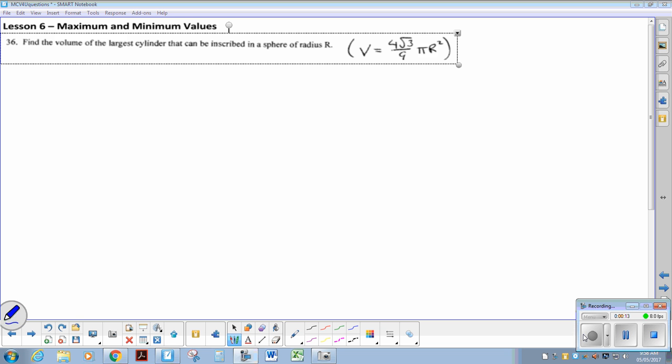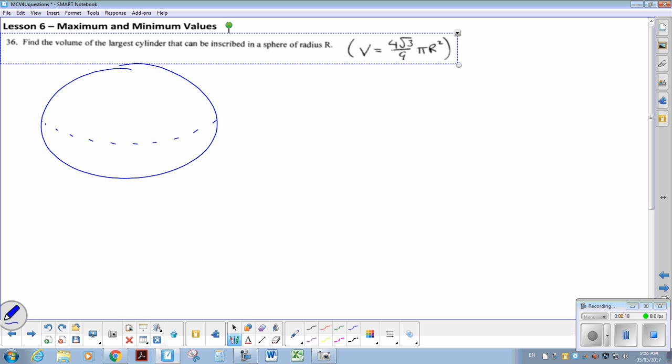So, let me start by drawing myself a sphere, and then I'm going to inscribe, go to a different color, a cylinder. So the cylinder will look something like this. Did it right? So we got a cylinder inside the sphere. Here is the middle of the sphere.